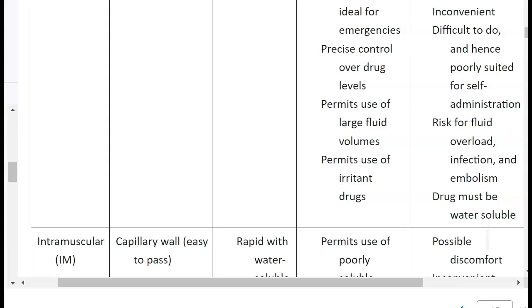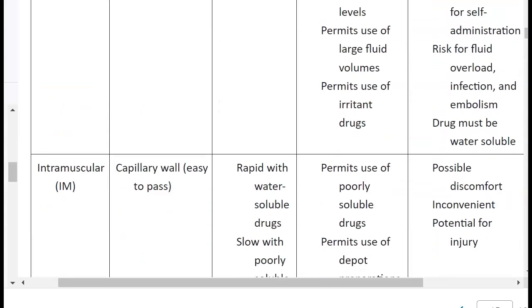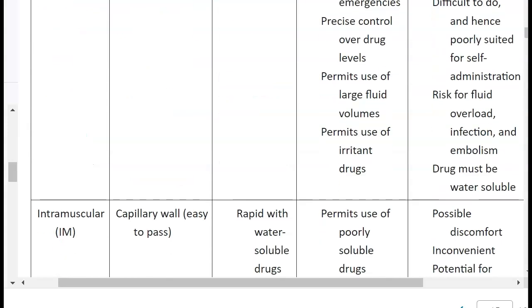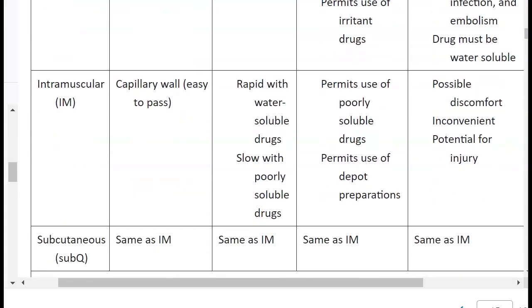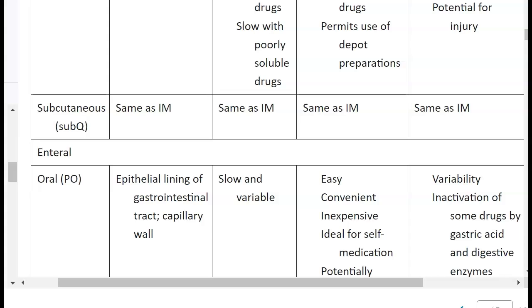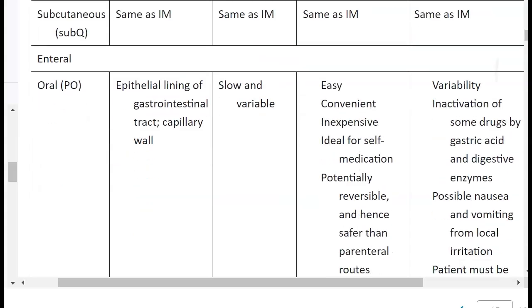Intramuscular, we've got barriers, could be capillary wall. The absorption pattern is rapid. Positives: it permits the use of poorly soluble drugs, permits the use of depot preparations. We talk about that, a lot of that in birth control and in psychiatric drugs. Discomfort, obviously, is a potential bad part of it, and it can be inconvenient. Subcutaneous, the same as IM.